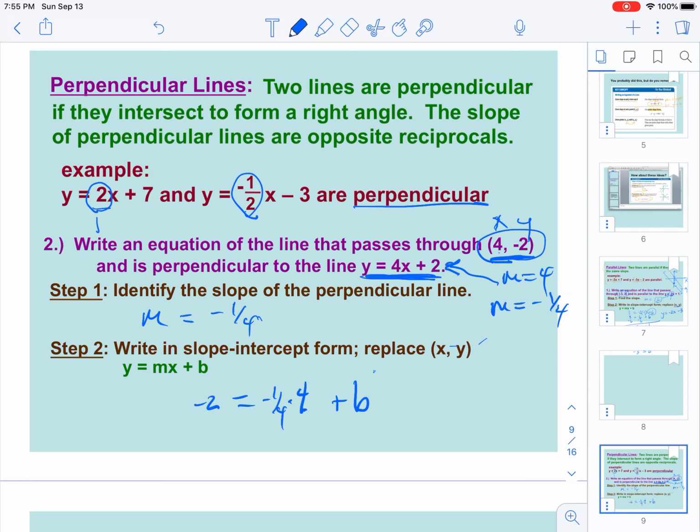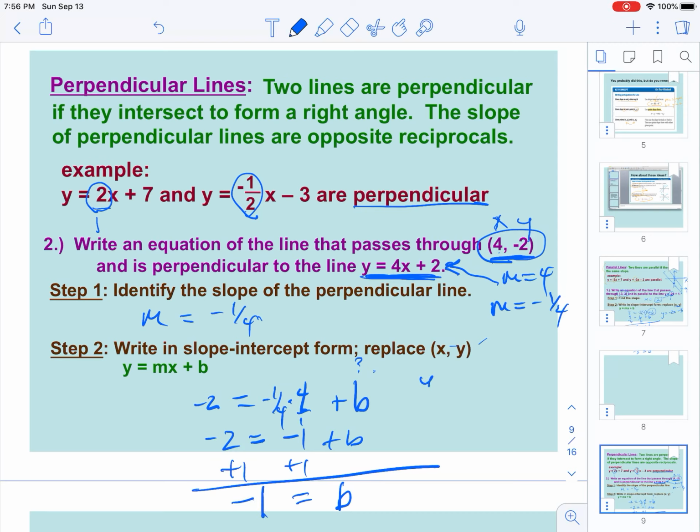And so what I'm really doing is just finding out what this b is equal to. What's negative 1/4 times 4 over 1? Hopefully you said negative 4 over 4, which is just negative 1. And then when we add 1 to both sides, I end up with b equaling negative 1.